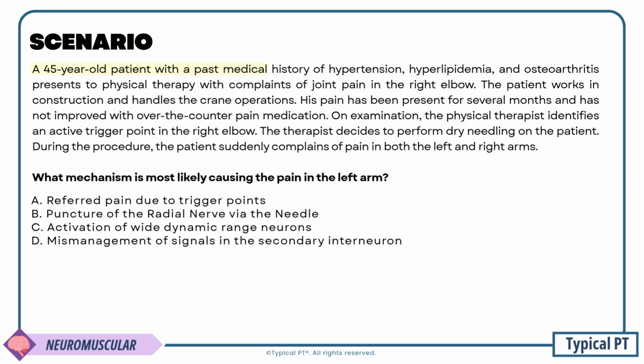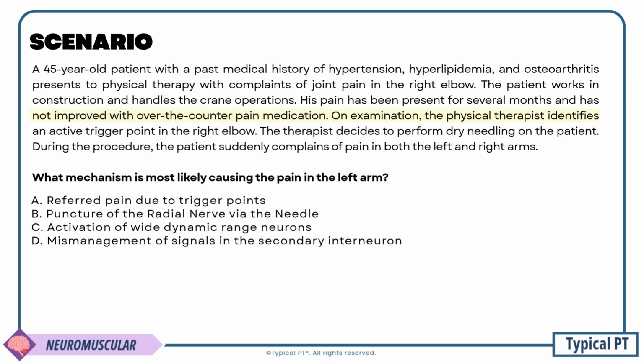A 45-year-old patient with a past medical history of hypertension, hyperlipidemia, and osteoarthritis presents to physical therapy with complaints of joint pain in the right elbow. The patient works in construction and handles the crane operations. His pain has been present for several months and has not improved with over-the-counter pain medication.